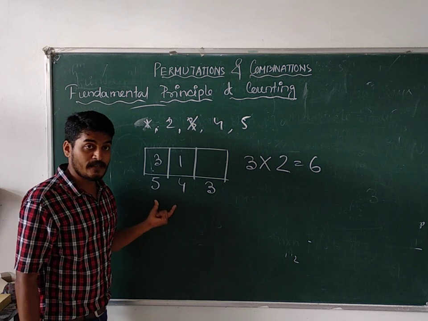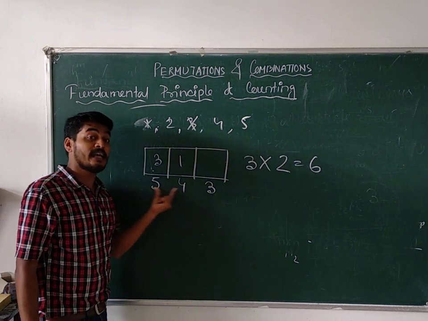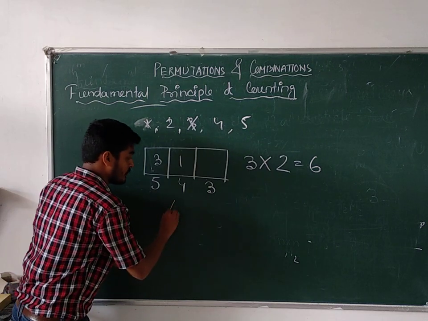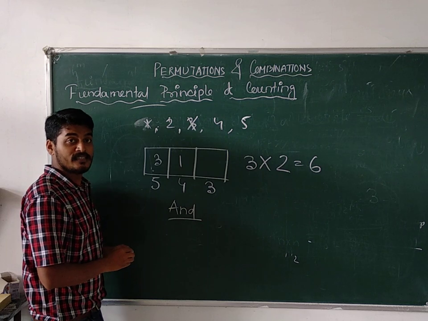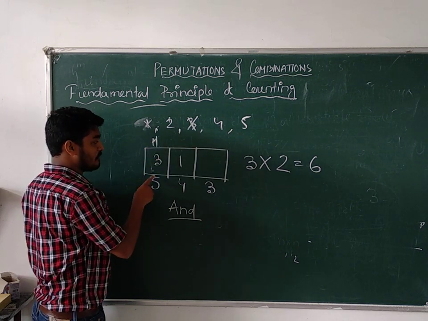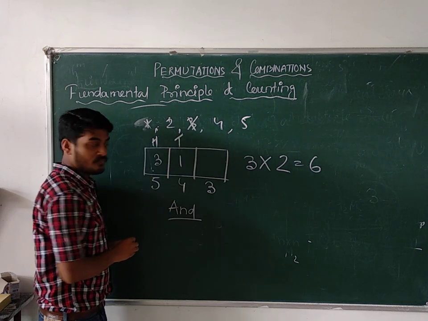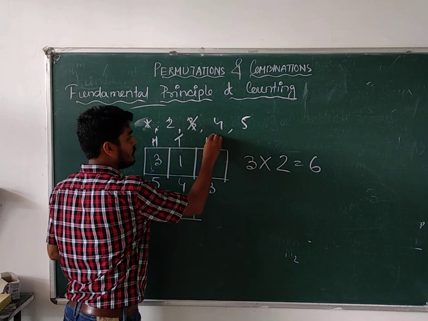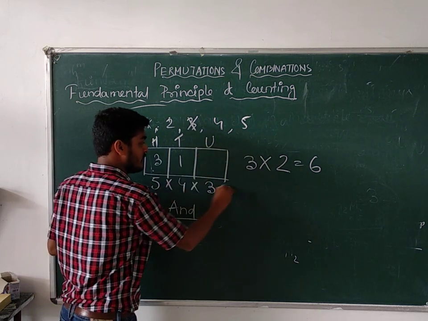To have a 3-digit number, we have to fill up the unit place and 10 place and 100 place. "And" is important here. So what is the total number of 3-digit numbers, or what is the total number of ways? The 100 place can be filled up in 5 different ways. The 10th place can be filled up in 4 different ways, and the unit place can be filled up in how many ways? 3 different ways. So the total number of ways will be 60.